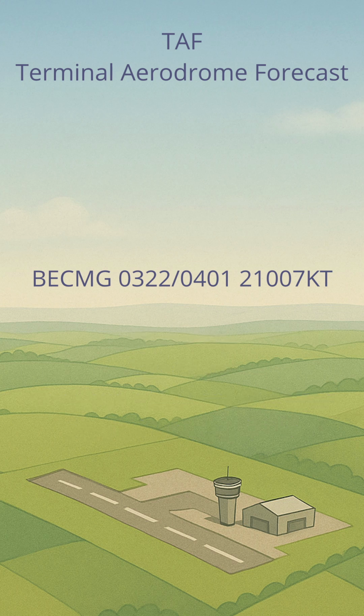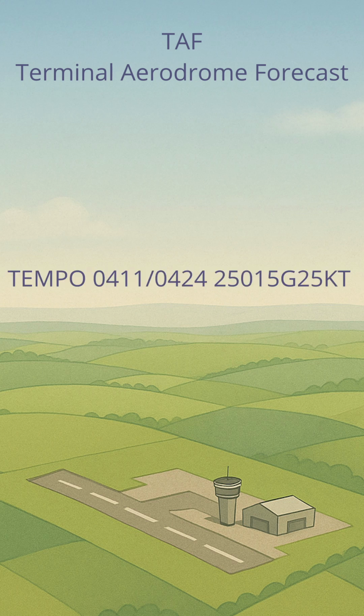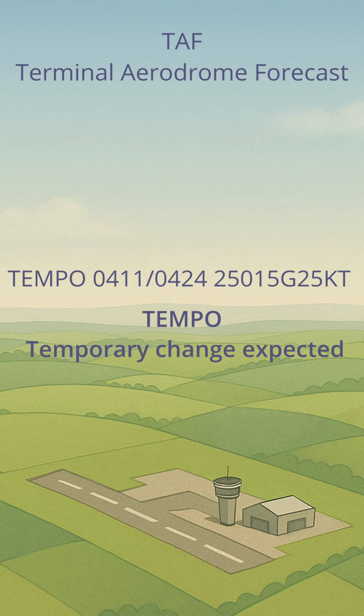So what that translates to is on the third at 2200 Zulu until the fourth at 0100 Zulu, they're expecting a gradual change in the wind direction from whatever it was prior to 210 degrees at 7 knots. The next line is tempo, and again we've got the 8 digits, so they both say 4.